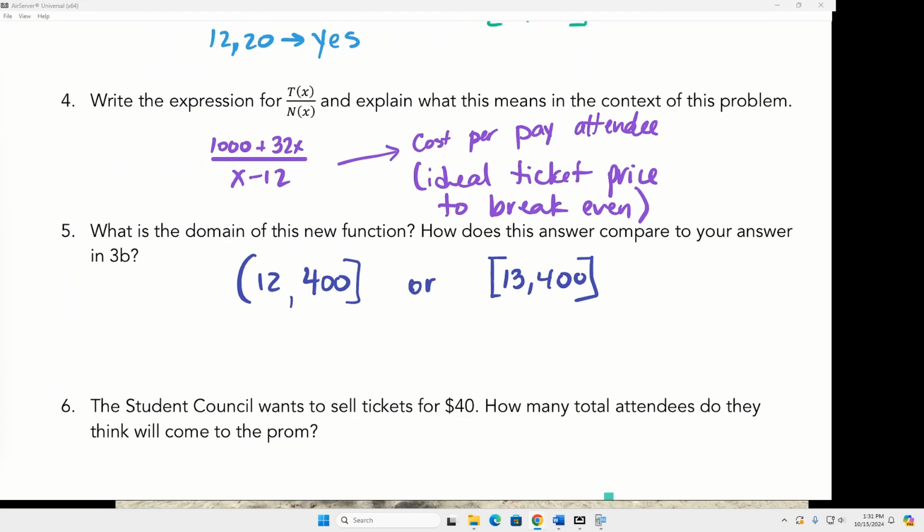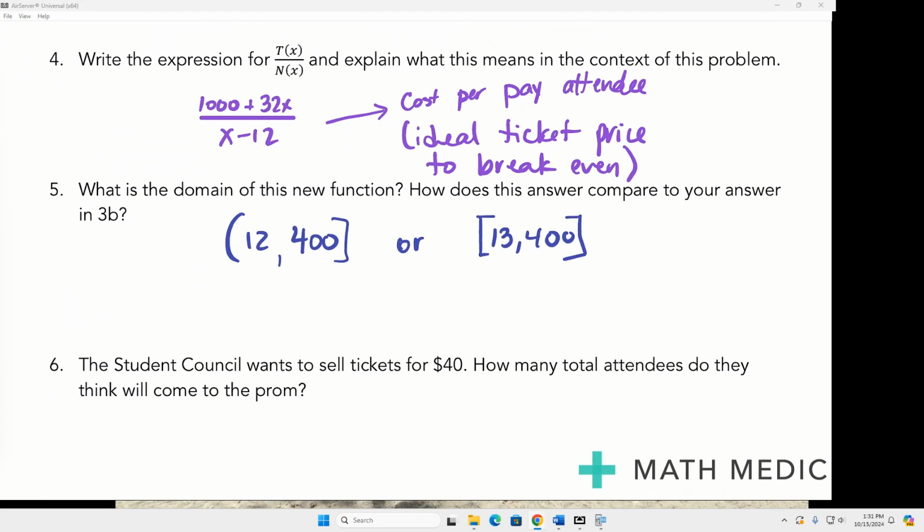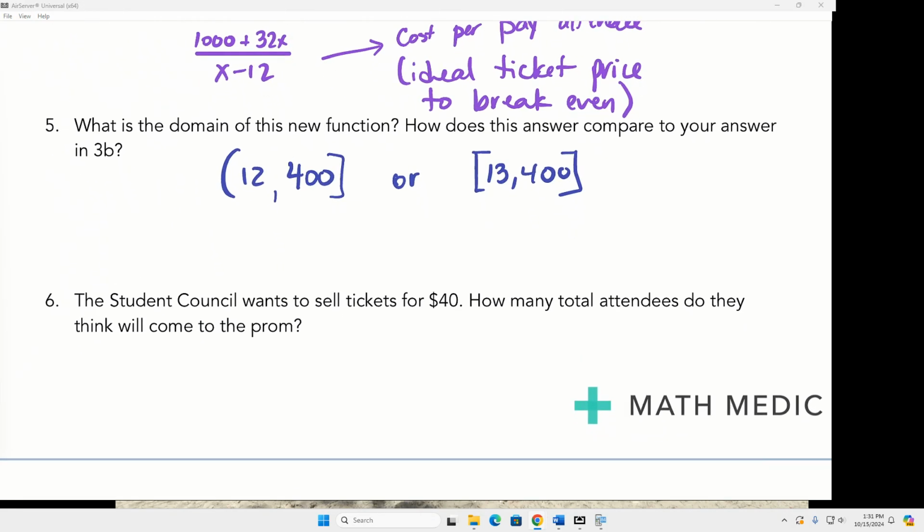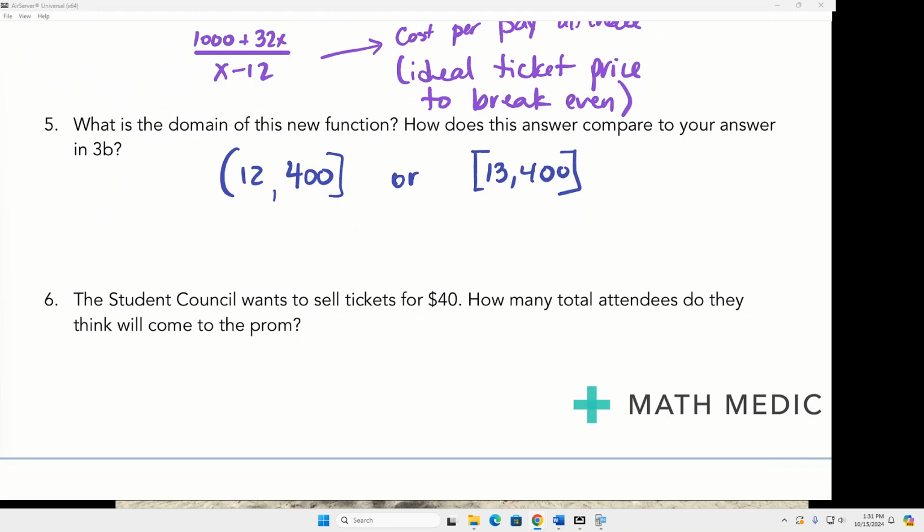All right, now if you didn't really understand what 4 was, then you couldn't really do number 6, which is fine. x is the number of people. And so the student council wants to sell tickets for $40. $40 is not x. $40 is the ideal ticket price to break even. So we would take what we got for number 4 and we would set it equal to 40.